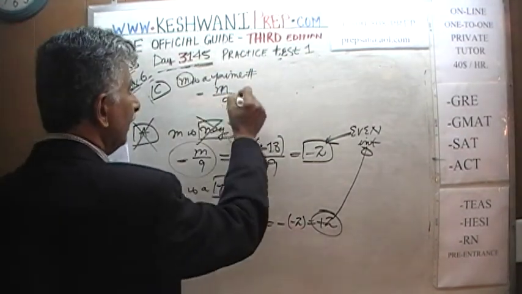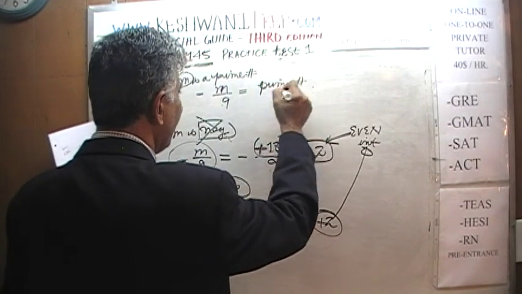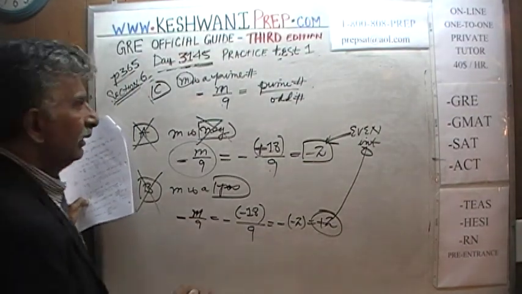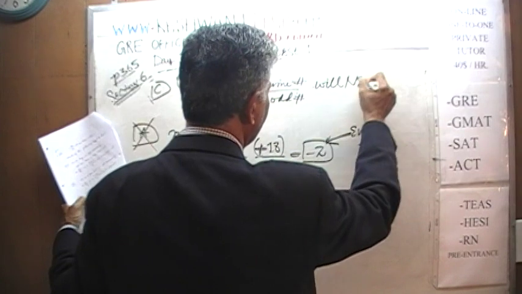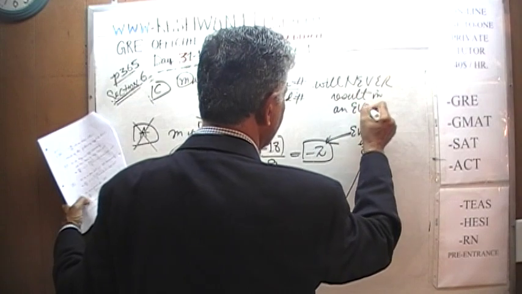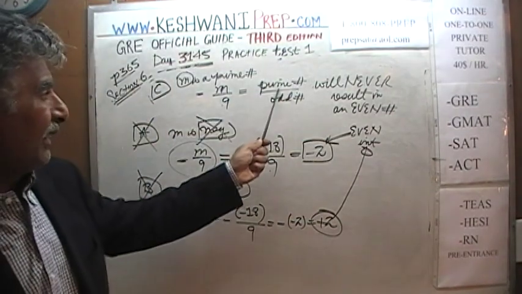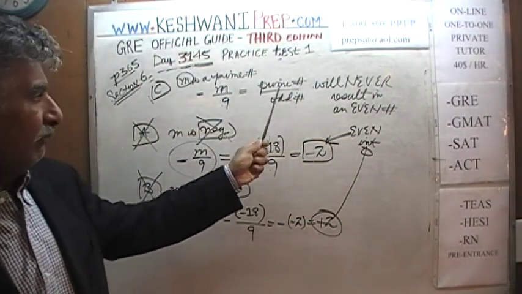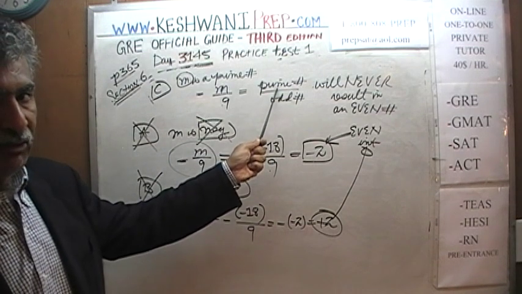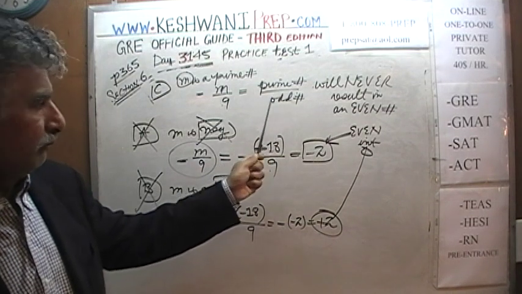It says m is a prime number. If m is a prime number, then what we have here is a prime number divided by an odd number. Prime number divided by odd number will never result in an even number. It's impossible. Because if the result is an even number, then the top number has to be at least 2 times the bottom number. And the only prime number that is 2 times something is 2 itself. And 2 is not 2 times the bottom number, because the bottom is 9.